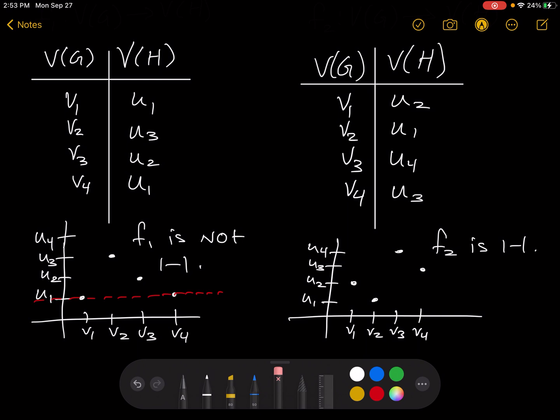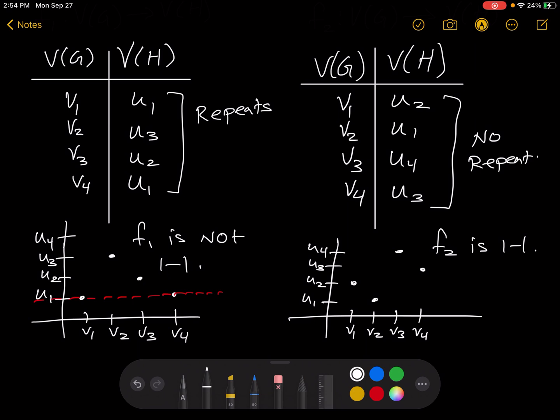So now what is it about these tables that tell us that it's one-to-one? Okay, notice here that there are repeats. u1 is repeated. So repeats here, no repeats. So it's that simple. If you already know it's a function, then you can tell if it's one-to-one or not by looking in the second column and saying, are there any repeated values there? If there's no repeated values, then it is one-to-one.